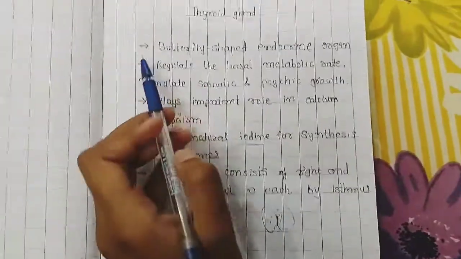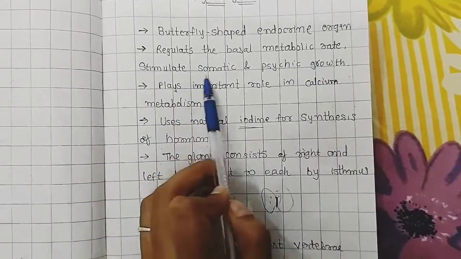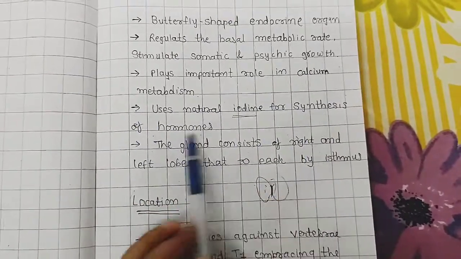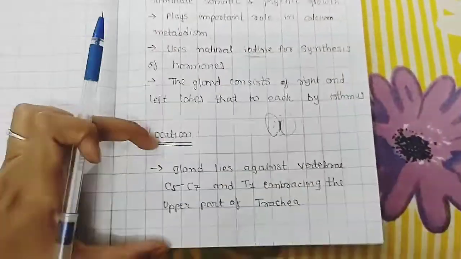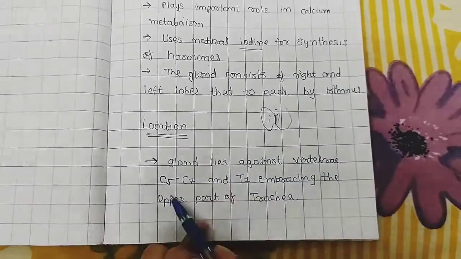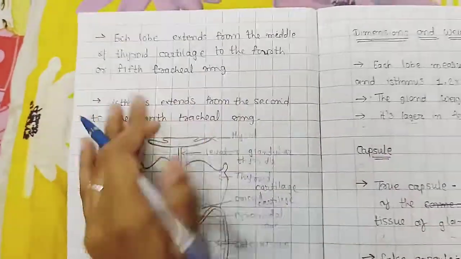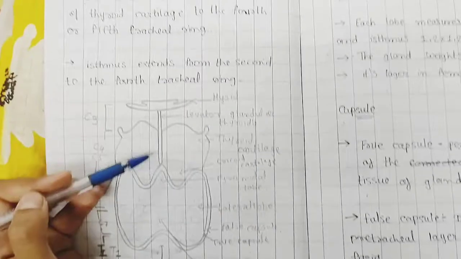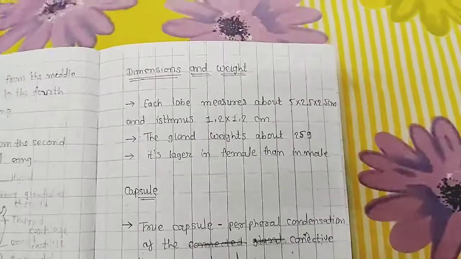So let's revise. It is a butterfly shaped endocrine organ that regulates basal metabolic rate and stimulates somatic and psychic growth, plays an important role in calcium metabolism, and uses natural iodine for synthesis of hormones. The gland consists of right and left lobes connected to each other by the isthmus. Location: vertebrae C5 to C7. Each lobe extends from the middle of the thyroid cartilage to the 4th or 5th tracheal ring. The isthmus extends from the 2nd to the 4th tracheal ring.